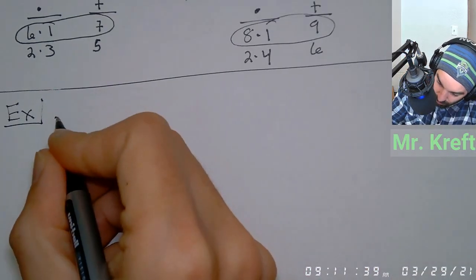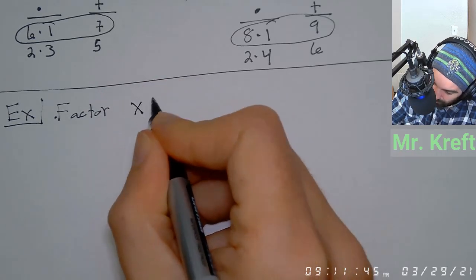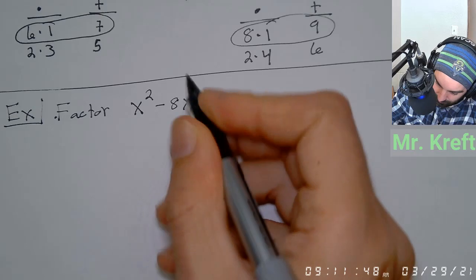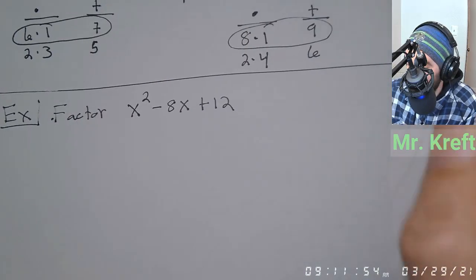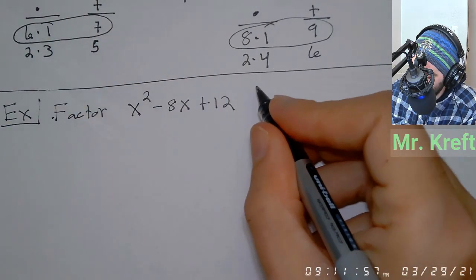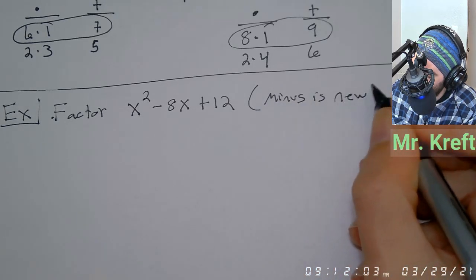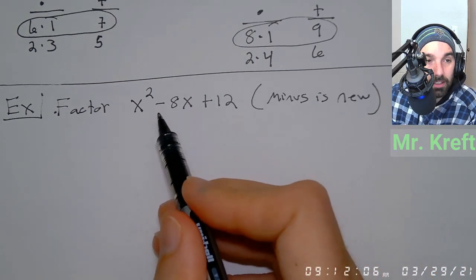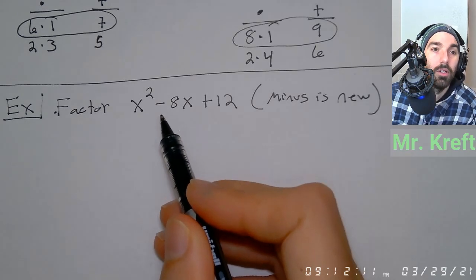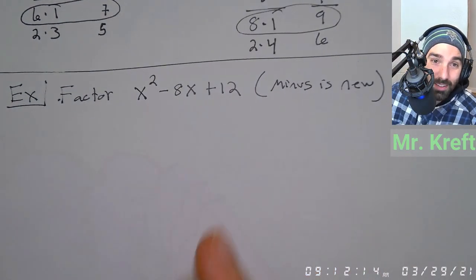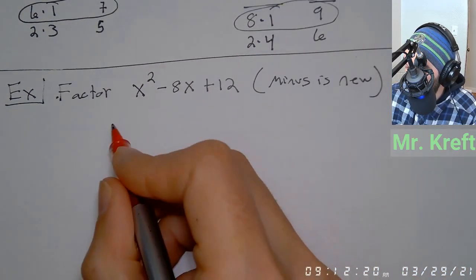Here's our example. We're going to factor x squared minus 8x plus 12. The only thing that's new is the minus. The minus is new right here. We're going to do this exactly the same, and I'll show you where it's going to be different, but everything else is exactly the same.